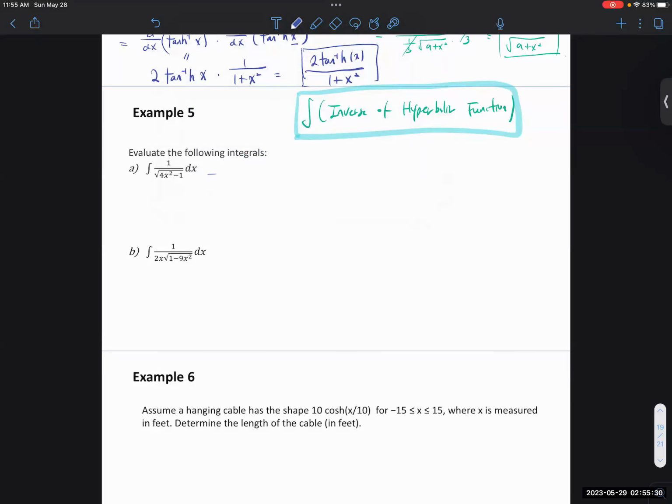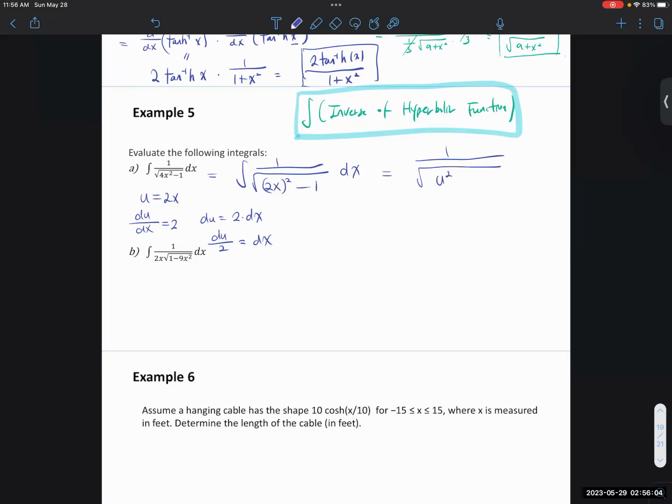This one, I can simplify. 1 over radical 4x squared minus 1, it's the same as 2x to the second minus 1, and then we have a dx. So look at that x. This is kind of like a u squared. You can say u equal to 2x, and then you can take the derivative. So du over dx equals 2. du will be 2 dx. And then if I divide by 2, du over 2 is dx.